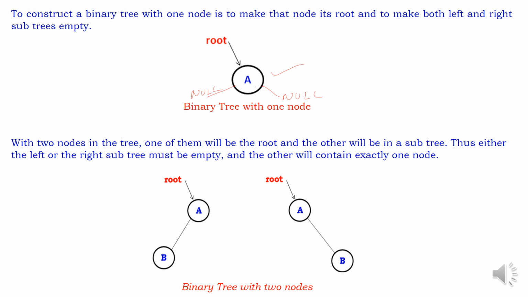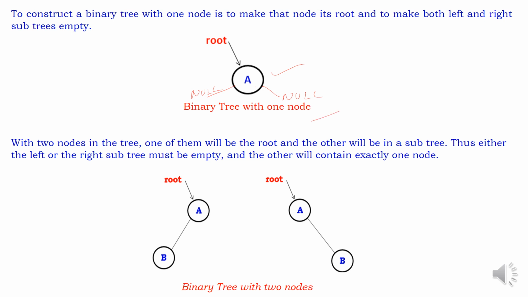Left side there are no nodes, right side there are no nodes. There is only one node in the binary tree, so it will be as shown here. So A is root node, left side there are no nodes, right side there are no nodes. Now you can say this is a binary tree.